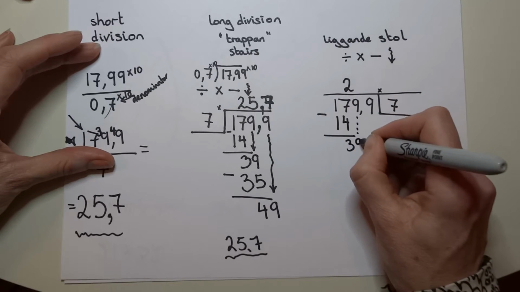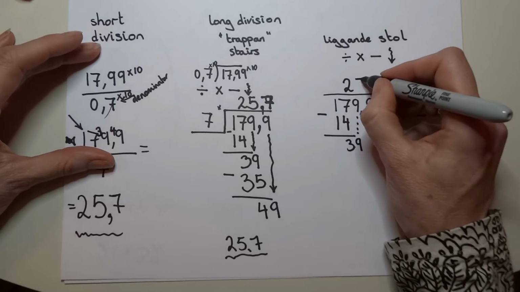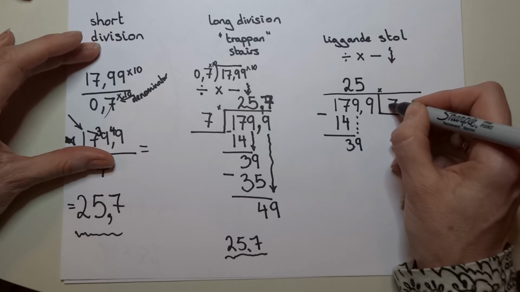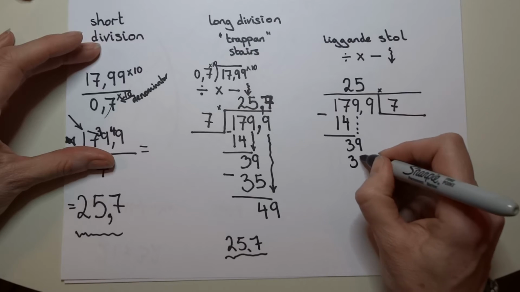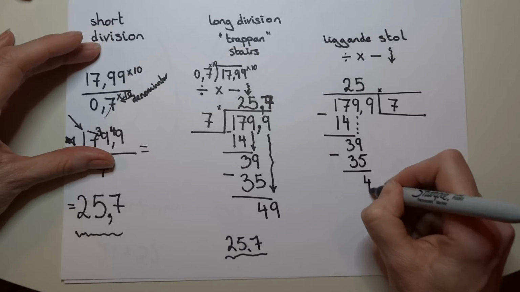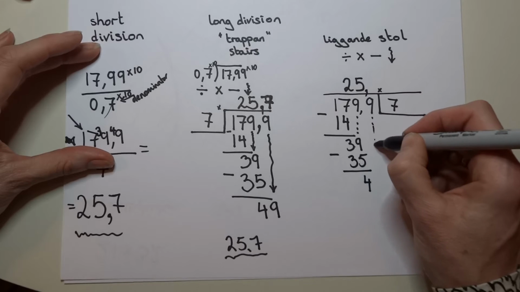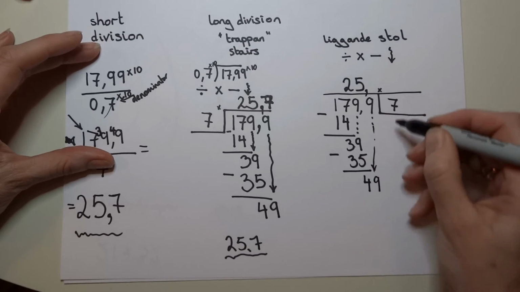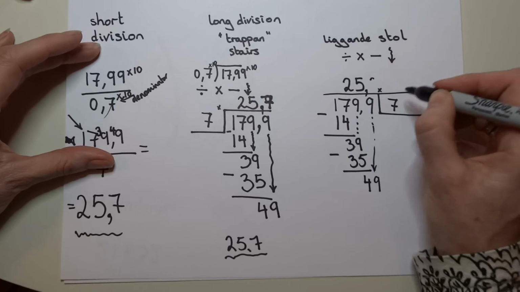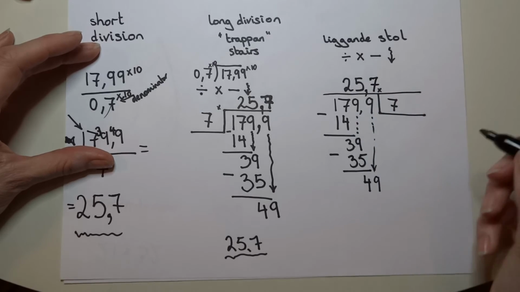Move the 9 down. Then we have 7's into 39, go 5 times. 5 times 7, the next step, is 35. Subtract 35 from 39, giving us 4. Decimal point in the same place before we move the 9 down. And 7's into 49. 49 divided by 7 goes 7 times.